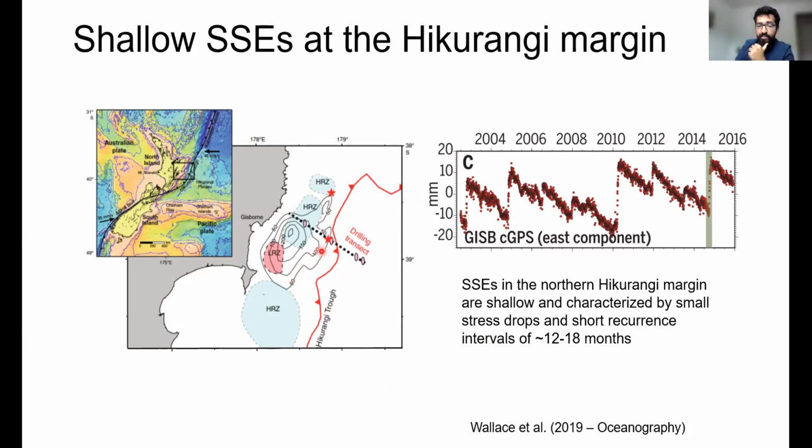So we sailed on IODP expedition 375, where we drilled a few sites and sampled material that we think may eventually be subducted and participate in the slow slip events. And these are the samples that I run my friction experiments on.